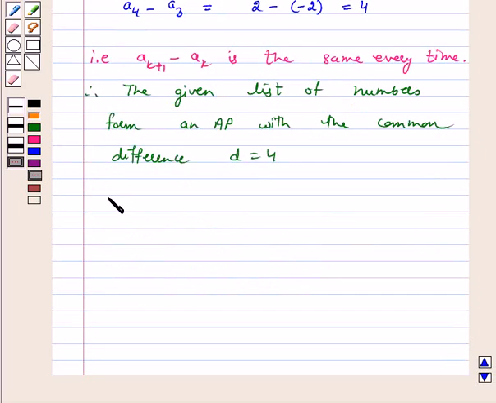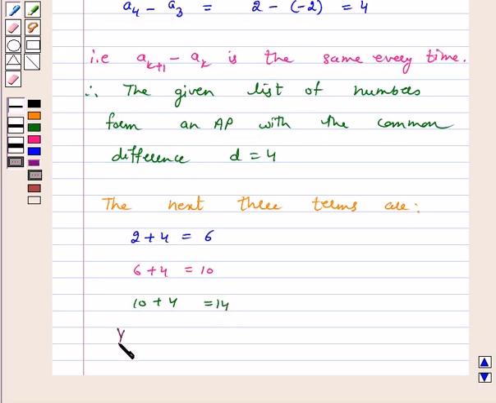Now the next three terms are 2 plus 4 is equal to 6, 6 plus 4 is equal to 10, and 10 plus 4 is equal to 14. So the answer for the above question is yes, the given list of terms forms an AP with common difference D equal to 4 and the next three terms are 6, 10, 14.